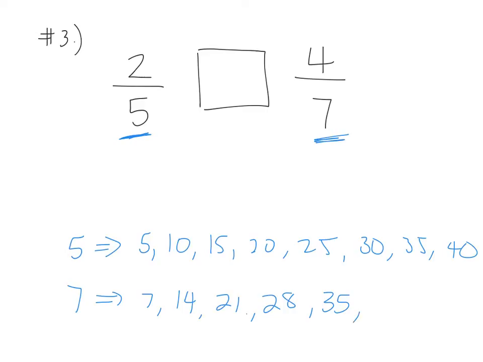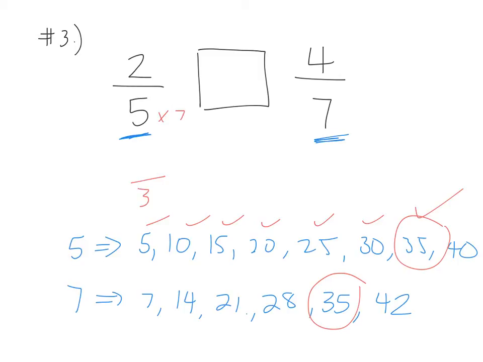Yep. And one more? Oh, one more. 42. Okay, do you see any common multiples? 35. 35 and 35. So 5 times 1, 2, 3, 4, 5, 6, 7 gives us 35. And 7 times 1, 2, 3, 4, 5 gives us 35.